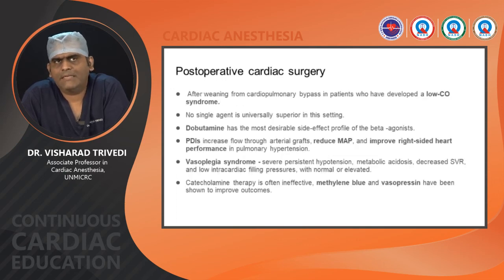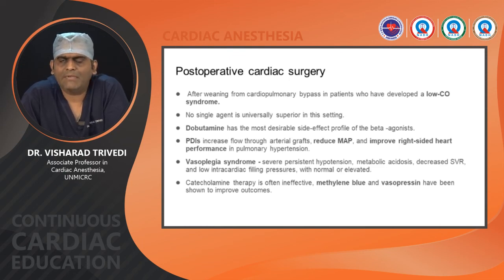Post-operative cardiac surgery: inotropes are mainly used in this subset of patients after weaning from cardiopulmonary bypass, in patients who have developed a low cardiac output syndrome. No single agent is universally superior in this setting. Dobutamine has the most desirable side effect profile of the beta agonists. Phosphodiesterase inhibitors increase the flow through arterial valves, reduce the MAP and improve right-sided heart failure. Levosimendan will improve left-sided heart failure.